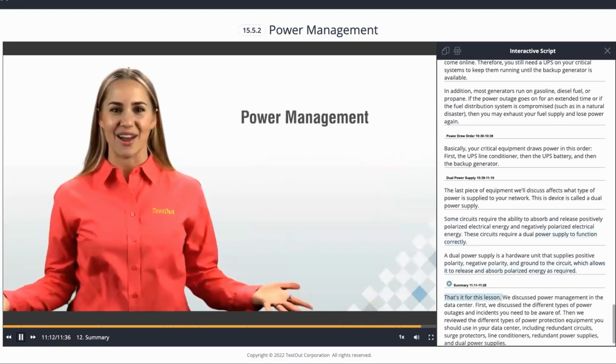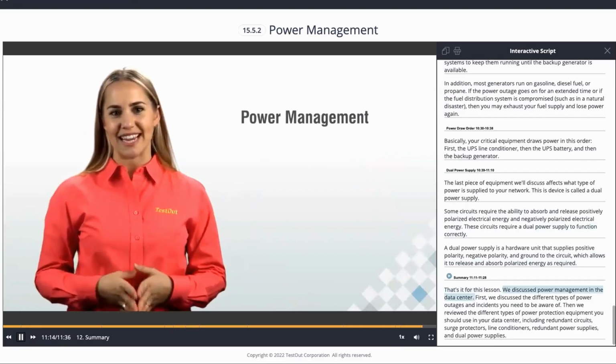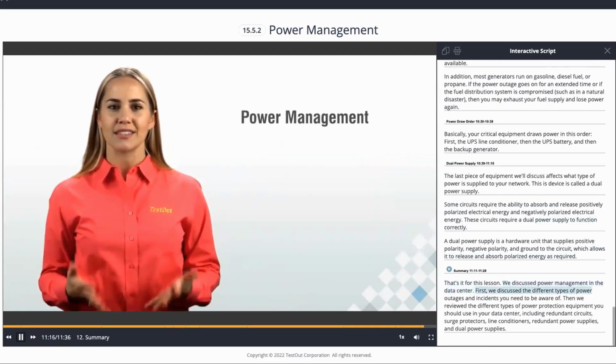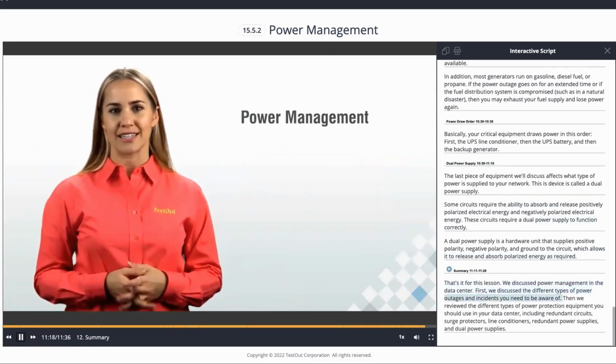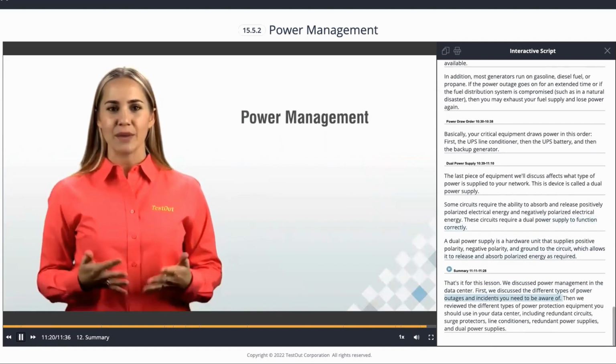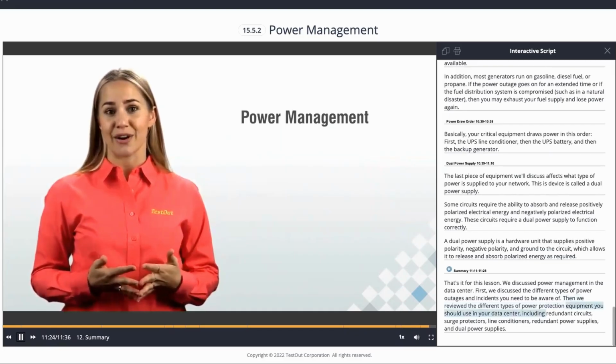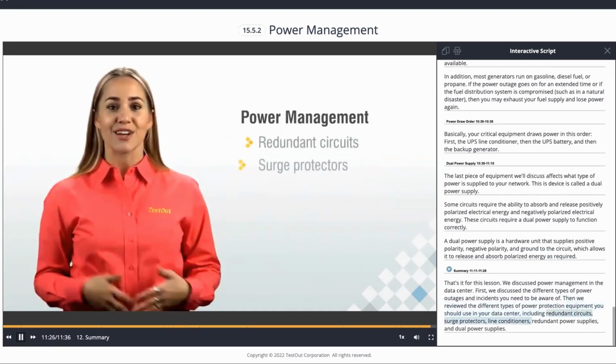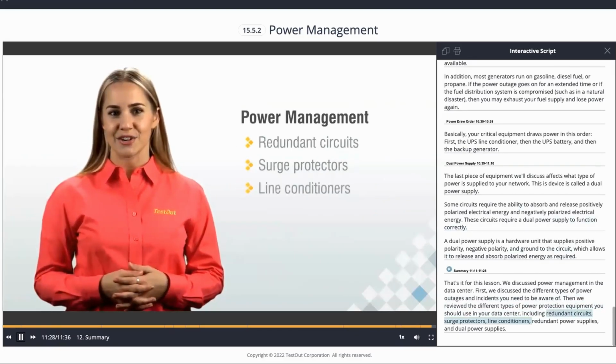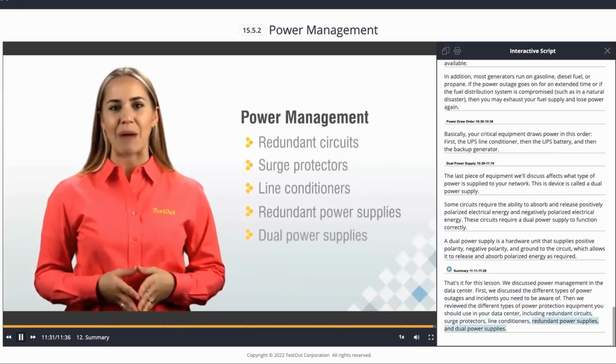That's it for this lesson. We discussed power management in the data center. First, we discussed the different types of power outages and incidents you need to be aware of. Then we reviewed the different types of power protection equipment you should use in your data center, including redundant circuits, surge protectors, line conditioners, redundant power supplies, and dual power supplies.